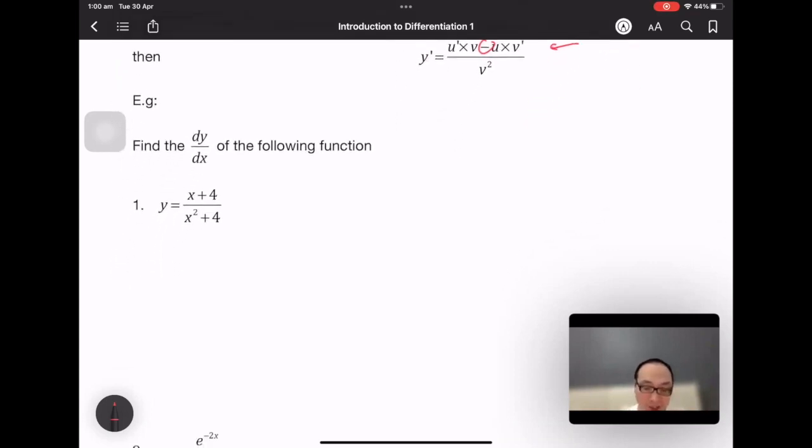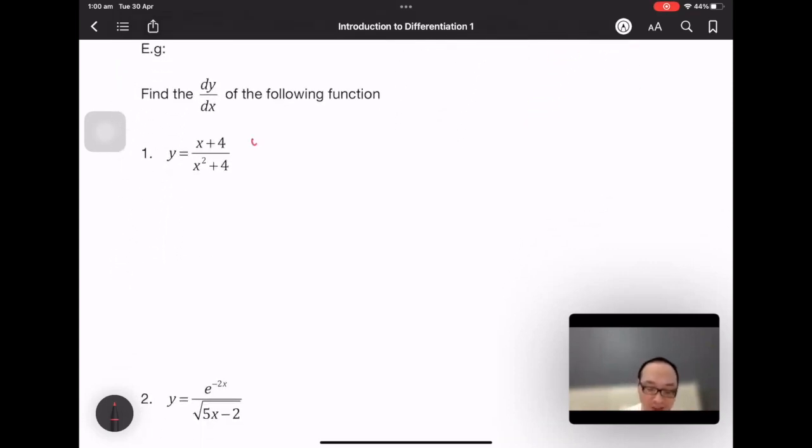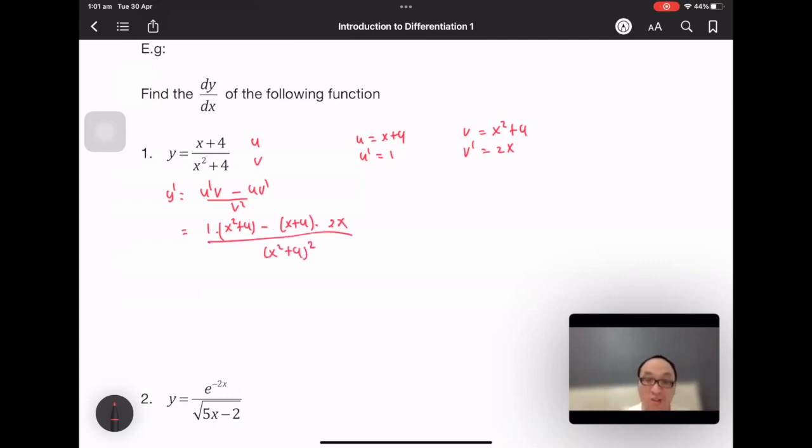So we can see the example. So this is u, this is v. U is x plus 4, u prime is 1, v is x squared plus 4, v prime is 2x. So the y prime is u prime v minus u v prime over v squared. So u prime is 1, v is x squared plus 4, minus u, x plus 4, times v prime, 2x, over v squared. So it's x squared plus 4 squared.